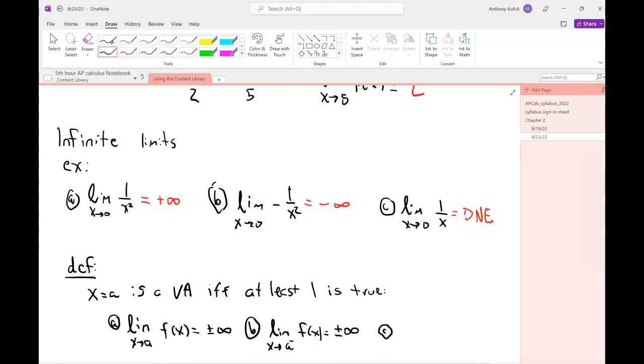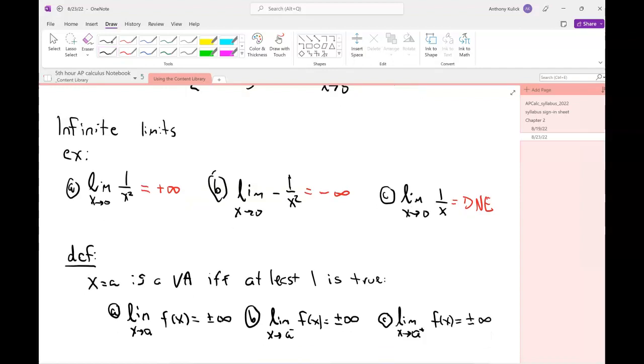Or if the left-hand limit gives you negative infinity or positive infinity, that should be a vertical asymptote. Or also, if the right-hand limit is either positive infinity or negative infinity, that should also indicate a vertical asymptote.